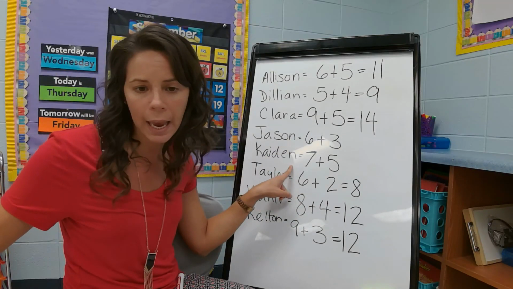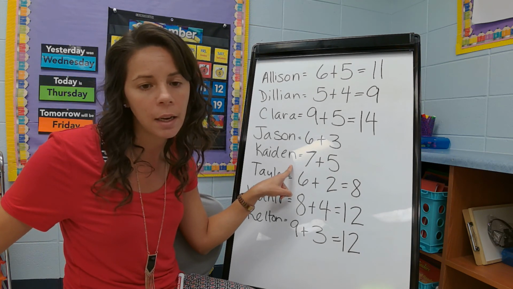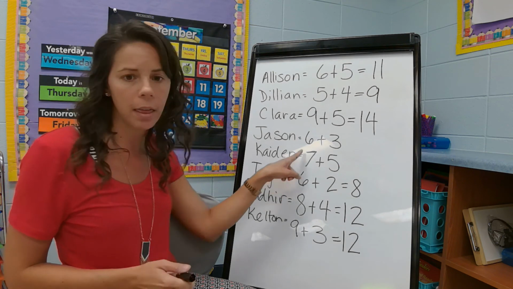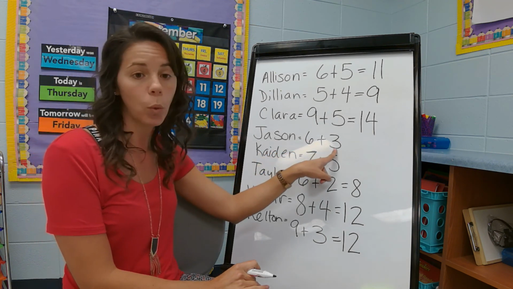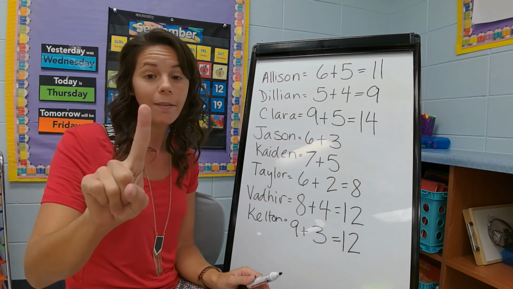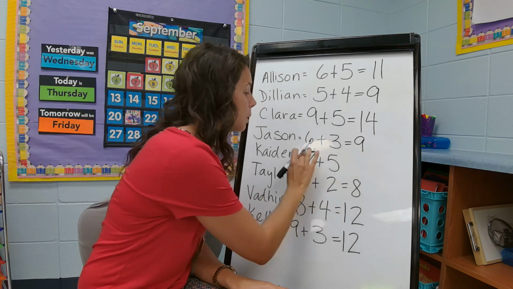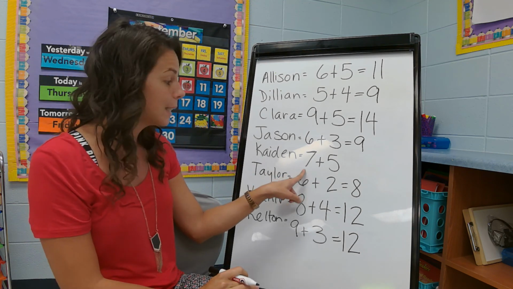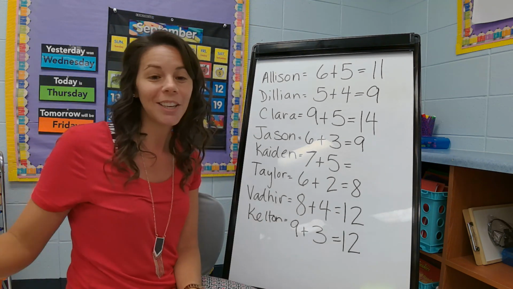We've got 2 more, Jason and Kaden. Are you guys ready to share? Kaden, did you want to share? Okay, let's go ahead and work out Jason and Kaden's together as a class. Jason said 6 plus 3. So let's all put 6 in our head and let's count on. 6, 7, 8, 9. Great job. So 6 plus 3 equals 9. That's our number sentence. And Kaden had a big number. 7 plus 5 equals, great, I see his answer, 12.